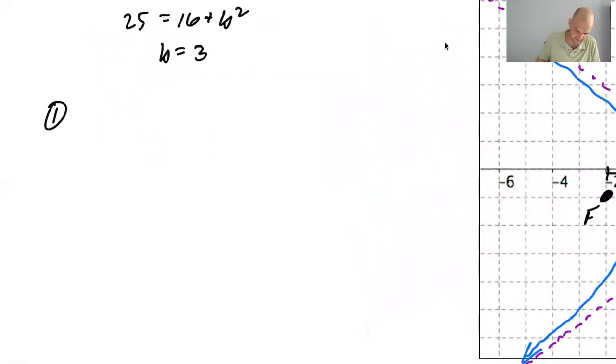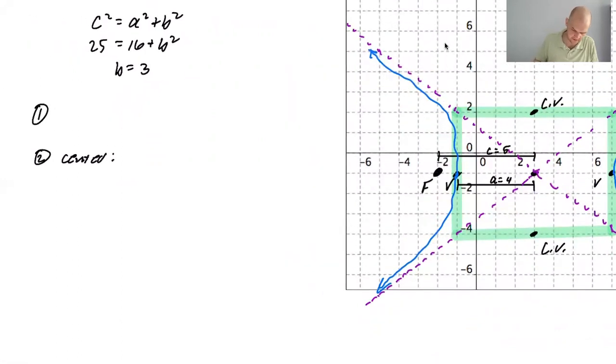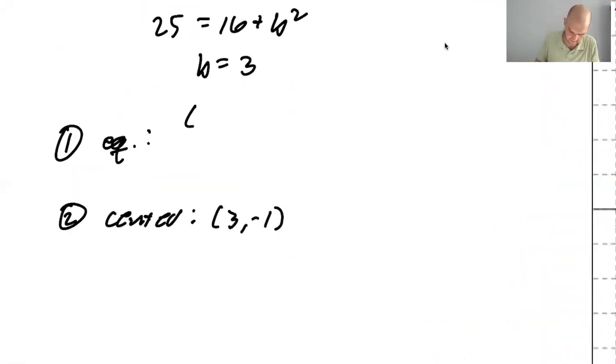One is going to be the equation, but two is the center. And I need to know that before I can actually write the equation. So my center here is 3, negative 1. And then my equation, okay, because it's going like this, x comes first. So it's going to be the quantity x minus 3 squared minus the quantity y plus 1 squared equals 1.